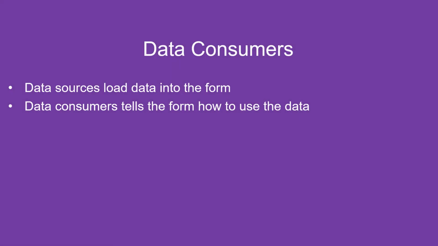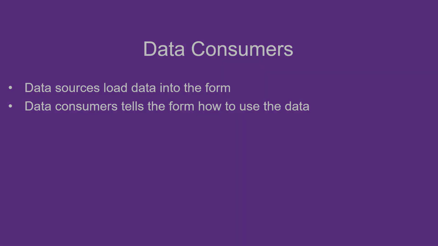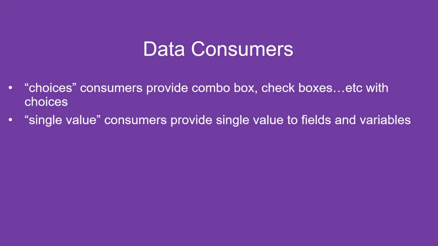Data sources can load external data onto your form. However, additional configuration is required to consume the data in appropriate places. Such configurations are called data consumers. There are two types of data consumers. Choice consumers provide data to combo boxes, checkboxes, and other choice-based controls. Single value consumers provide single values to fields or variables.